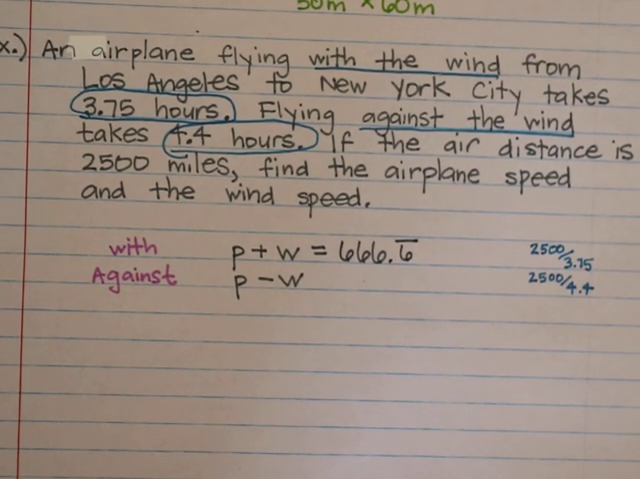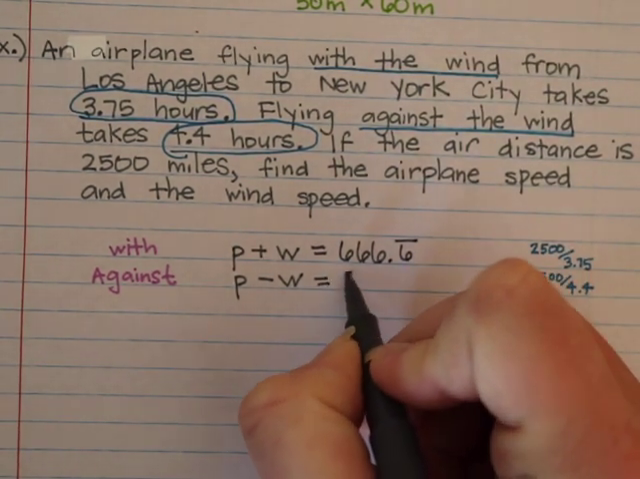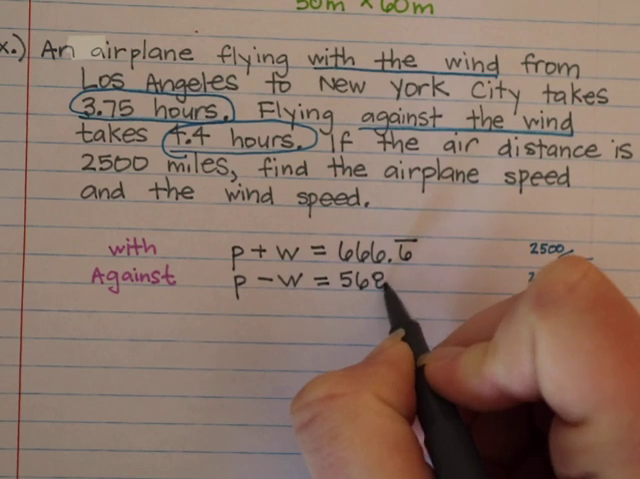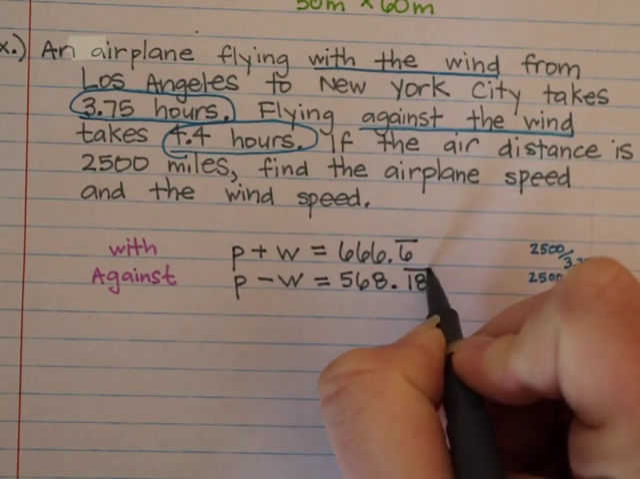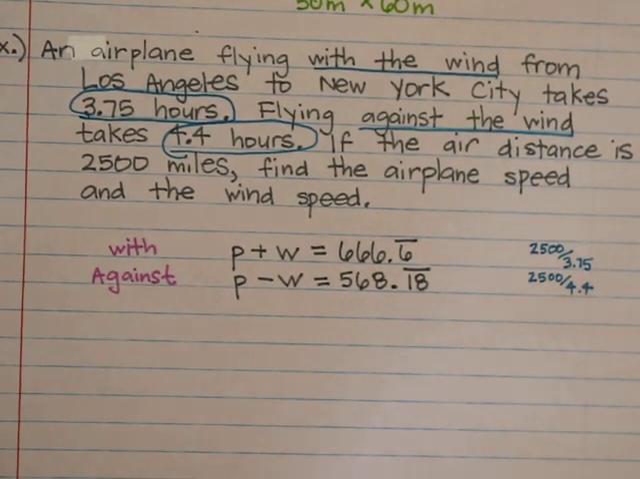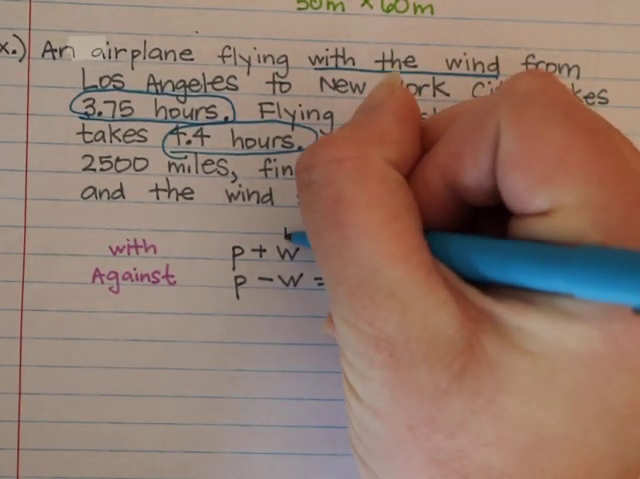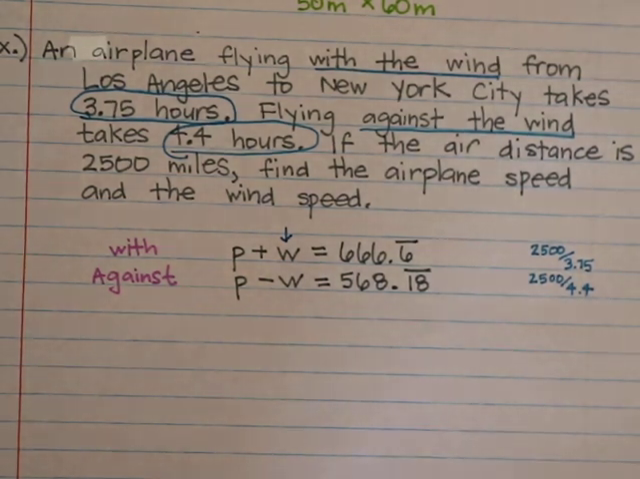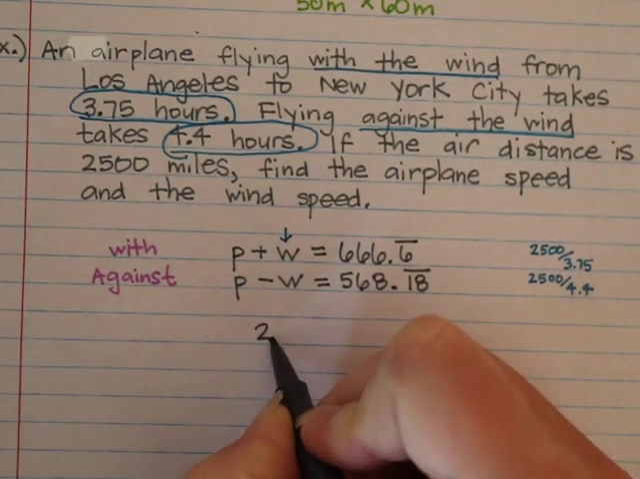2,500 divided by 4.4, right? It's taking us longer. Our speed should be slower. And then that 0.18 is repeating. If you want to use 0.7 and 0.2, I don't really care. Just know that this is what my calculator told me. Now, when I look at this problem, elimination, look at those W's. Those are going to go away.